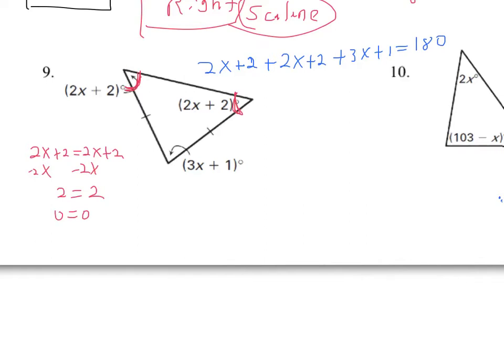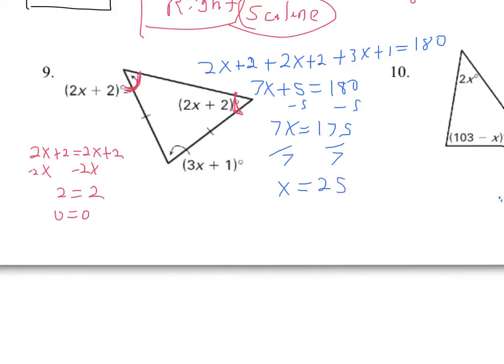Alright, I got some like terms here. 2x, 2x, and 3x. Add all those together and you get 7x. And then I have 2, 2, and 1. And those are all positive. Add those together, you get 5. So subtract 5. 7x equals 175. Divide by 7. And x equals 25. So there is my x answer.